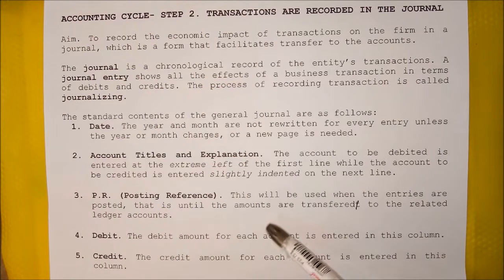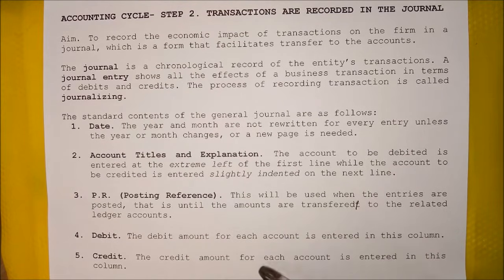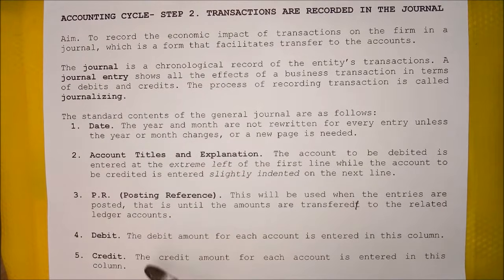Number 3, posting reference. This will be used when the entries are posted, that is, until the amounts are transferred to the related ledger accounts. So basically, ang posting reference ay yung account code ng particular na account title. For every account title, meron corresponding na account code, and yung account code na yun yung tinatawag na posting reference. Debit: the debit amount for each account is entered in this column. And credit: the credit amount for each account is entered in this column.